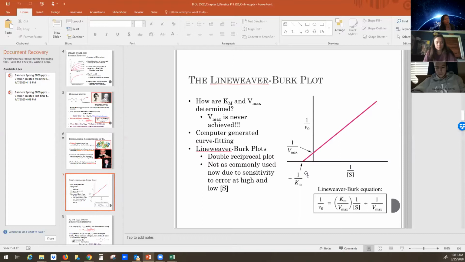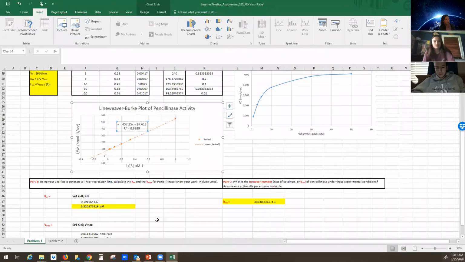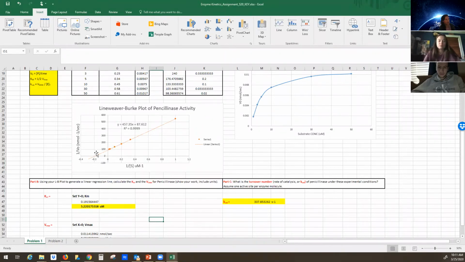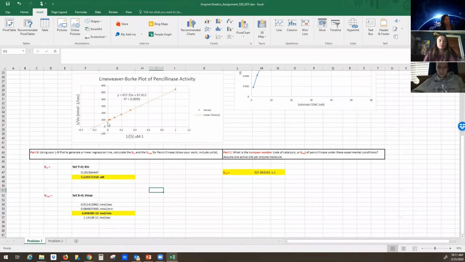Knowing that relationship, we can set y equal to 0 to get the Km, because that means we're solving for x, and the Km should be here. And then for the Vmax, we set x equal to 0, because we know that the Vmax is where the trend line, or the line of equation, crosses the y-axis. So if you set x equal to 0, you can solve for y, and if you set y equal to 0, you can solve for x. So essentially that's what we're doing.